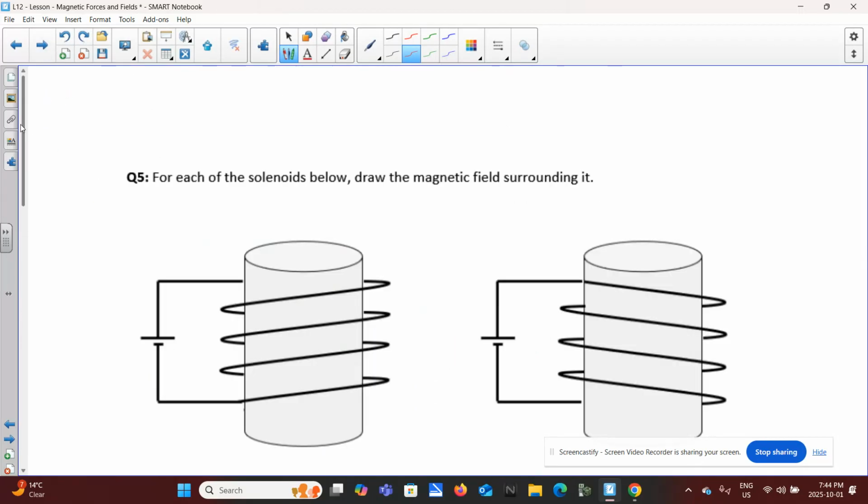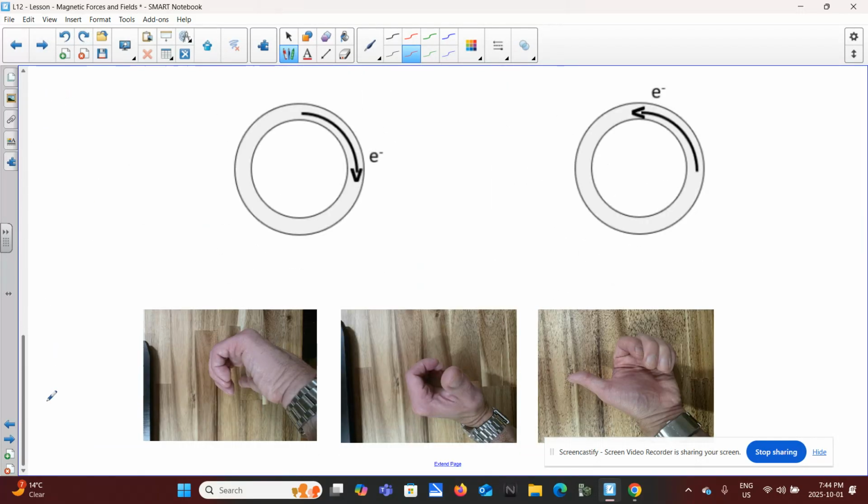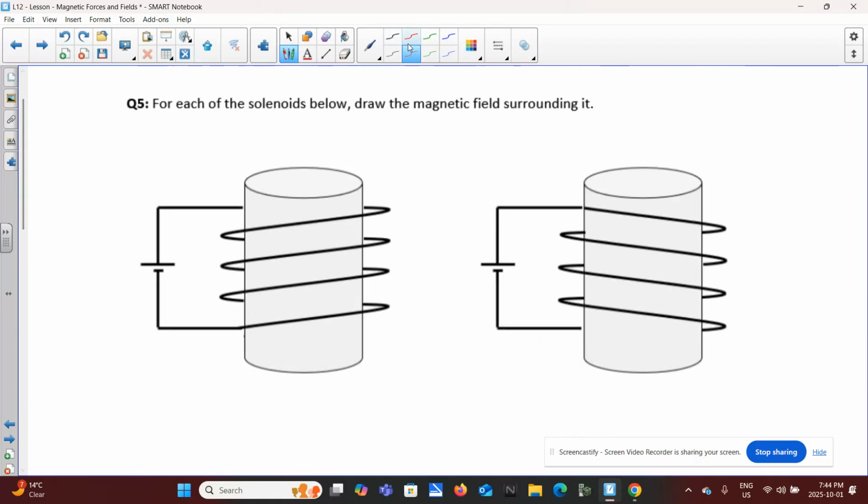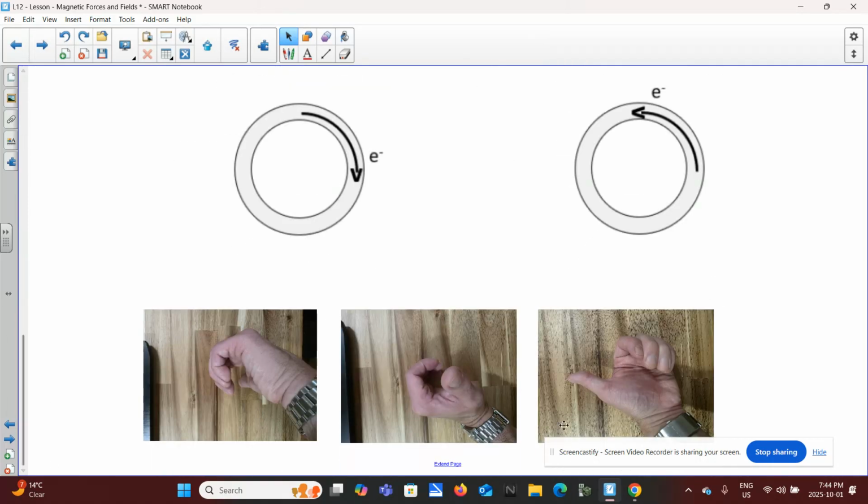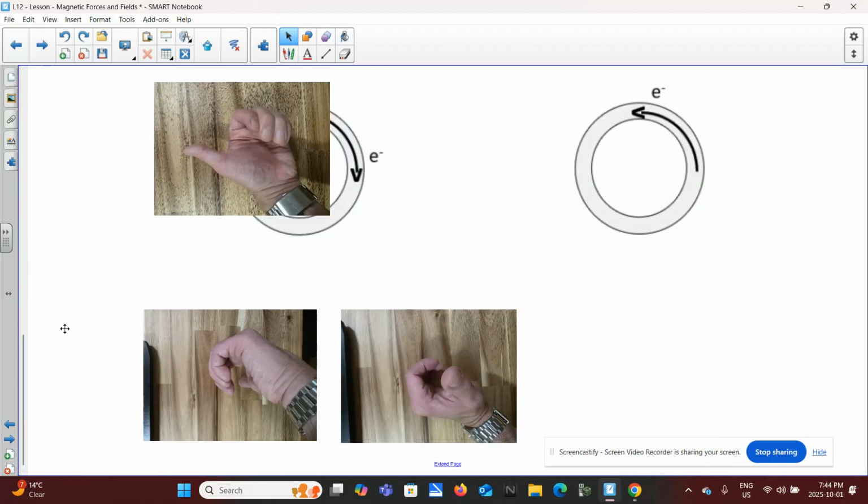Well, let's practice this. I've got a bunch of hands down here. The first thing I need to do is figure out what's happening with my current. So current always comes out of the negative terminal. So my current is going to do this, and it's going to go around like that. Now I've got to match a hand up to it. So I'm going to go down, I'm going to take this hand right here.